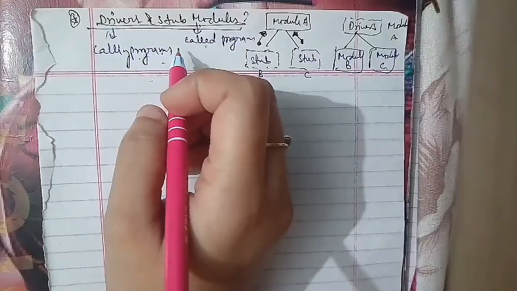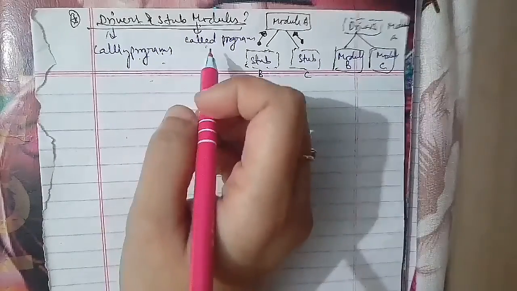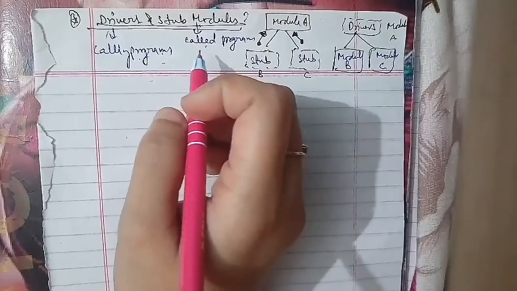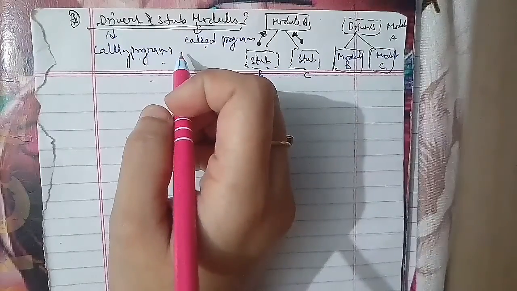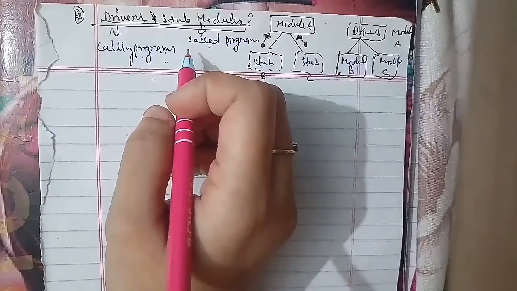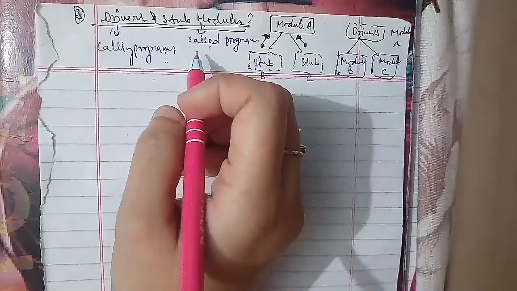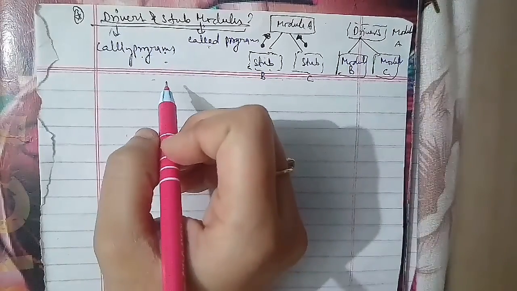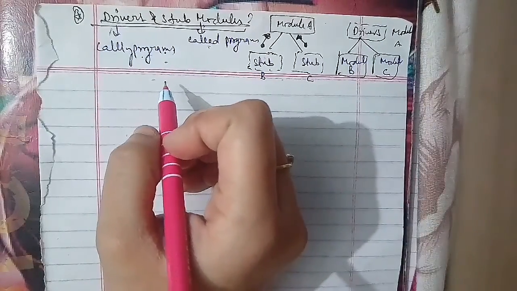I will go ahead further. We'll discuss some of the differences, since they had asked it for 2.5 marks here. So for that sake, the first difference that we'll discuss here is the difference between stubs and drivers.